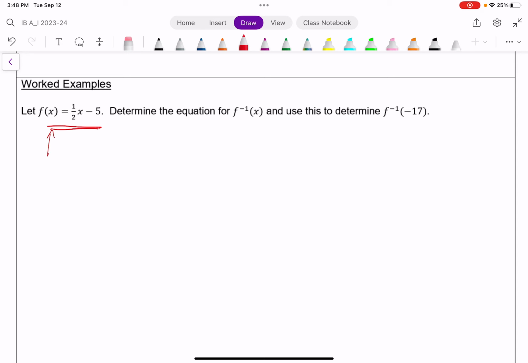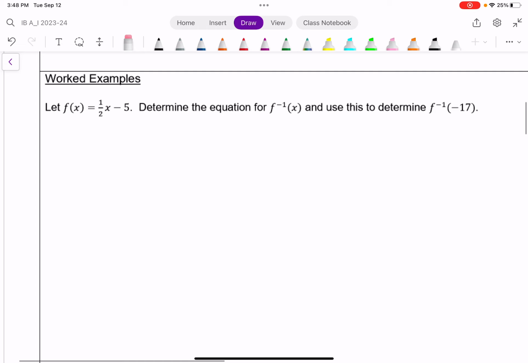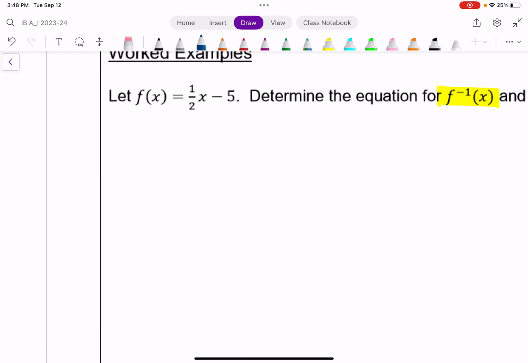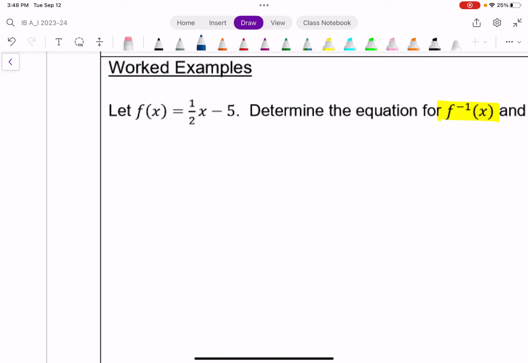Whatever number goes into this function comes out. Well, for the inverse, it's the other way around. Whatever goes in, everything is swapped around. So first, if I want to find the equation of the inverse, the most formal way is to algebraically take this equation and swap around our inputs and outputs.